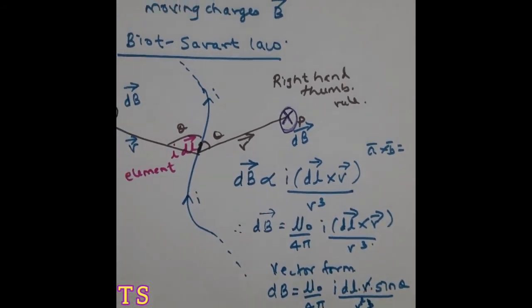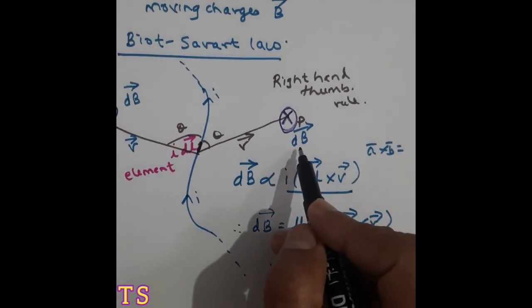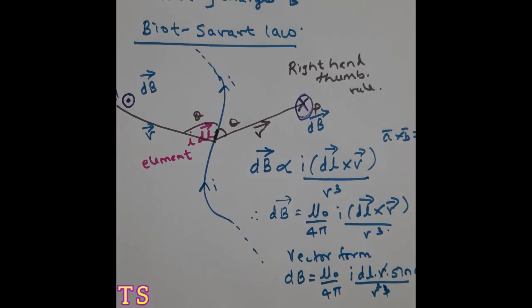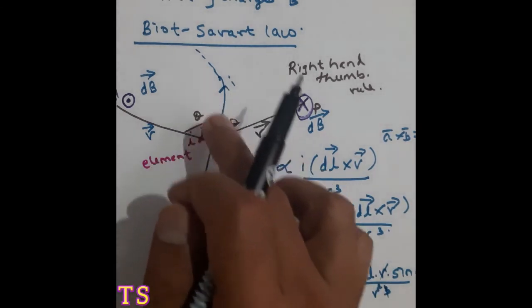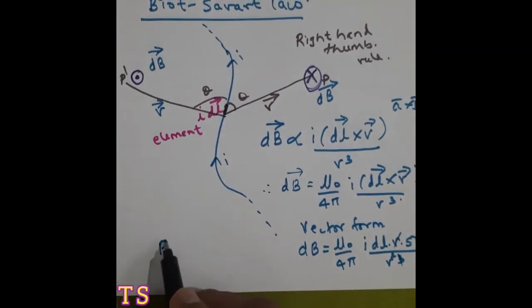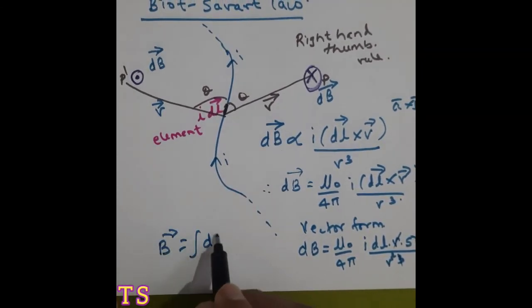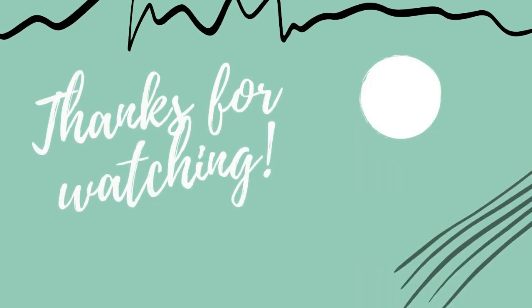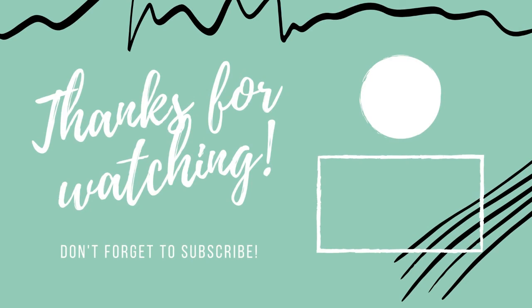Now this was dB bar, that is, the magnetic field at point P. If I want the magnetic field due to the whole conductor at point P, what we do is B bar equals the integration of dB bar. We just integrate this and we get the magnetic field due to the whole conductor. That is the resultant field at point P.